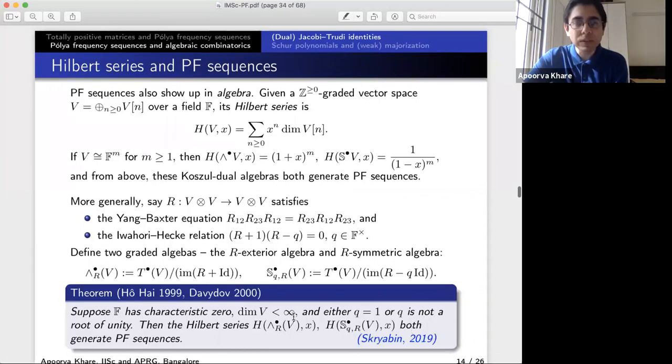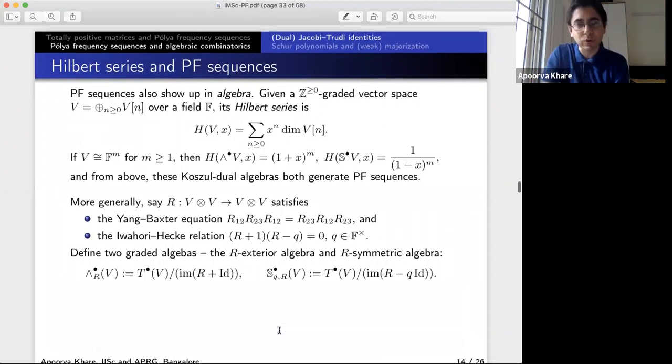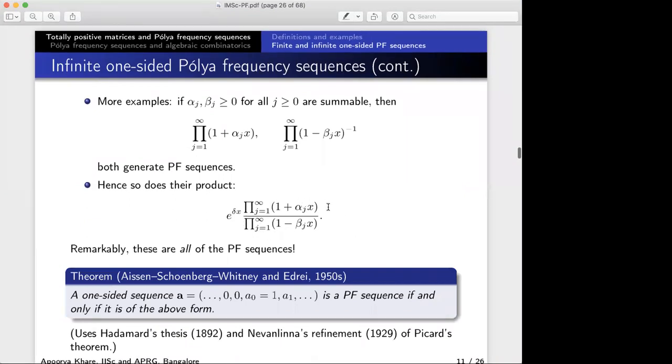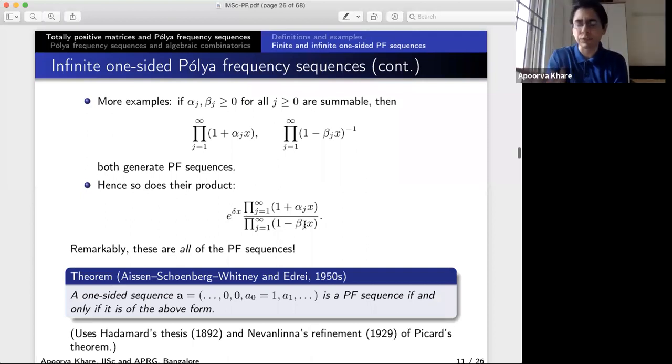So what they proved is that both of these authors proved that these two Hilbert series generate Polya frequency sequences. And in fact, just like this case, if you put a minus x in one of the series, it is the reciprocal of the other. And that already also tells you that if you look at the general form of the one-sided PF sequences, if you look at f of minus x and take the reciprocal, you will again get exactly this kind of a sequence, right? This kind of a form.